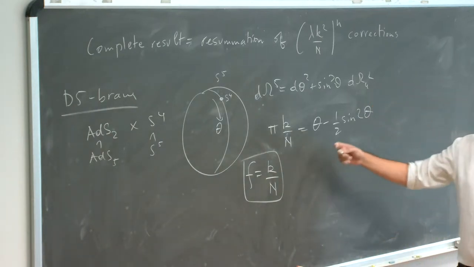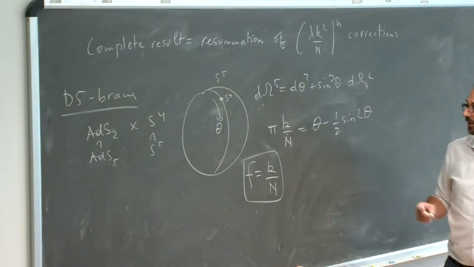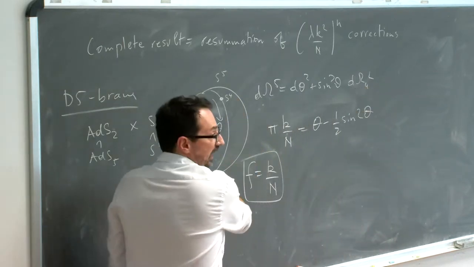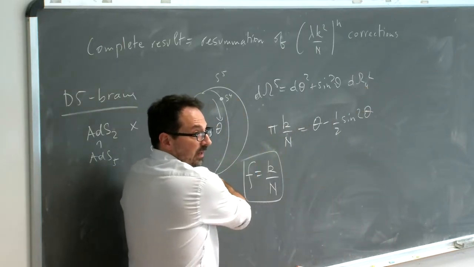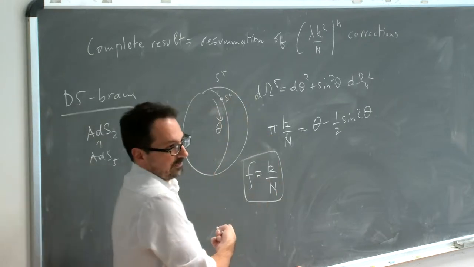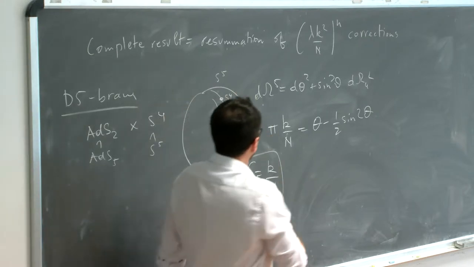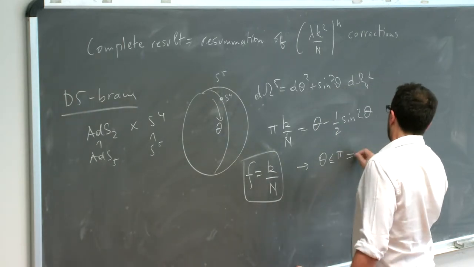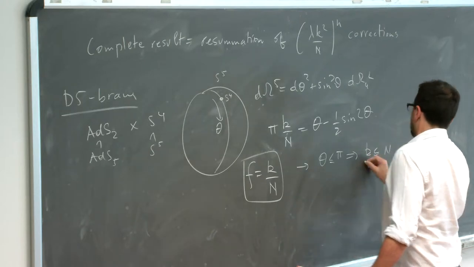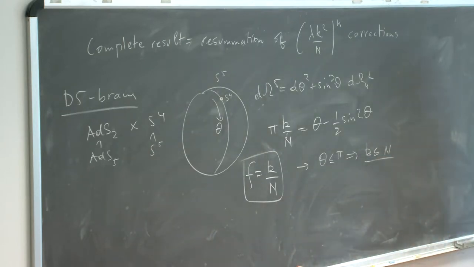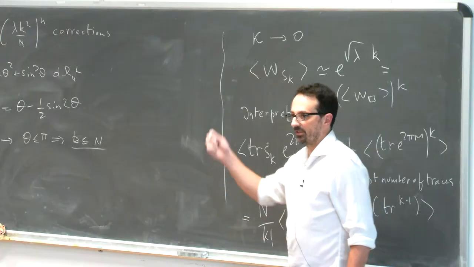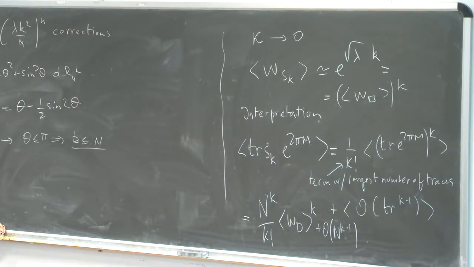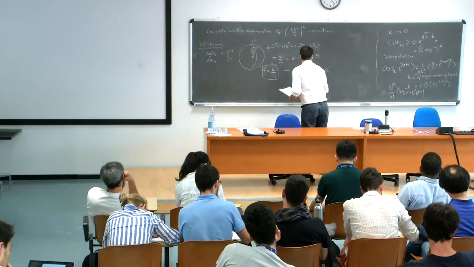So you have this particular combination, so k enters here, and so now you understand that, okay, theta cannot be larger than pi, and otherwise you don't have a solution, it's a polar angle. And so theta less than pi implies that k has to be less than or equal to N, which is consistent for an anti-symmetric representation. You cannot have more boxes than N.